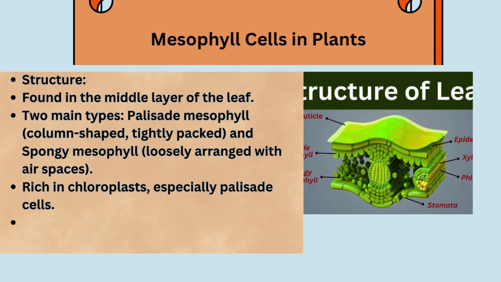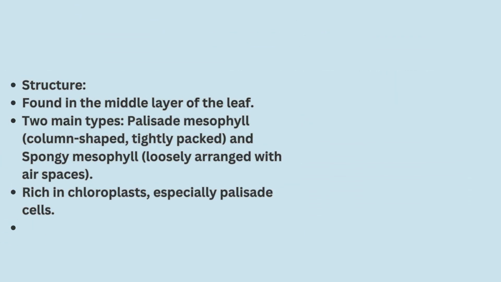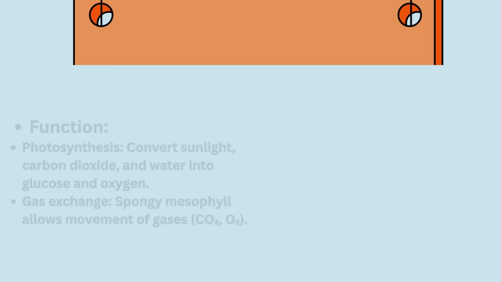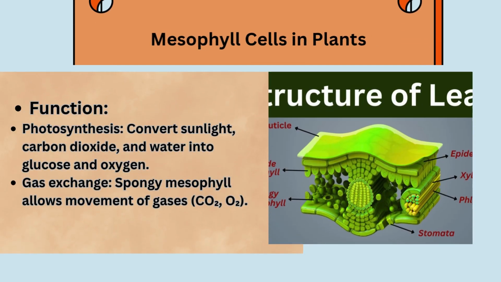Mesophyll cells are photosynthetic cells of plants. They are present in plant leaves. They contain a large number of chloroplasts. Chlorophyll and other photosynthetic pigments are anchored in the thylakoid membranes of chloroplasts. These pigments absorb light energy and use it to produce food in photosynthesis process.